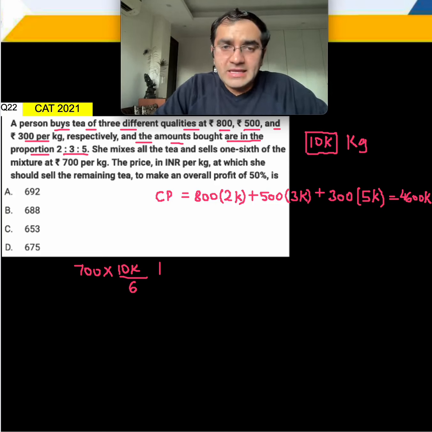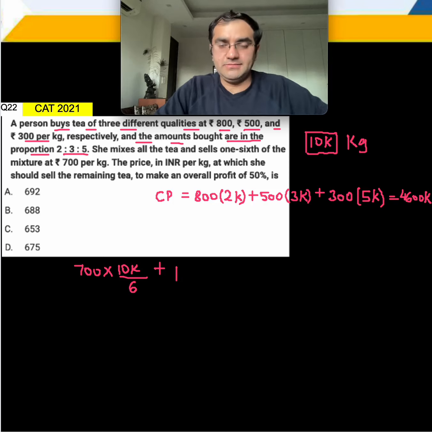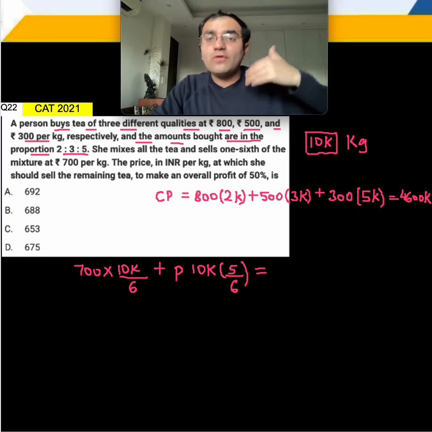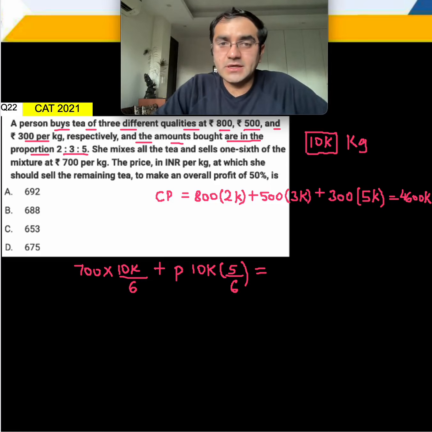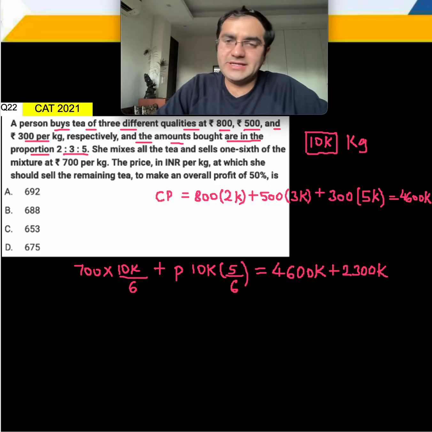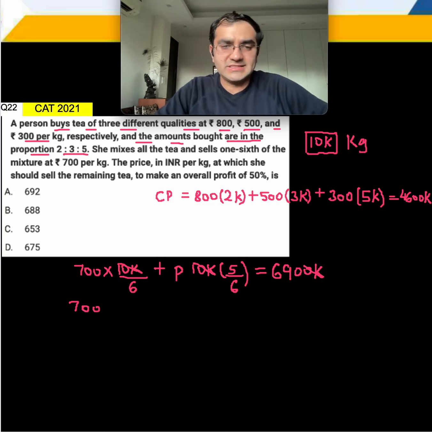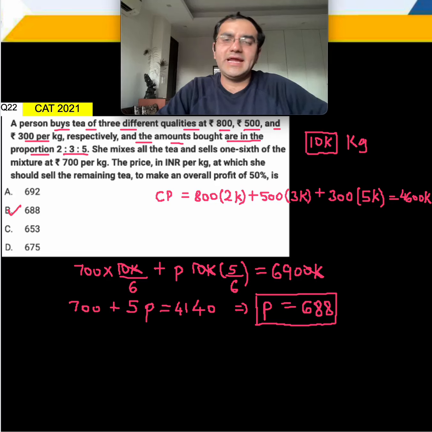And the remaining, how much should she sell it at? Let's say price P, for the remaining 5/6 of 10k. 1/6 is gone, 5/6 you have to sell, to get an overall profit of 50%, which is CP plus profit. 4600k is the CP. Profit is 50%, that's 2300k. That's 6900k. And 10k gets cancelled over here, cross multiply by 6. You get 4140 and you get P as 688 as your answer.